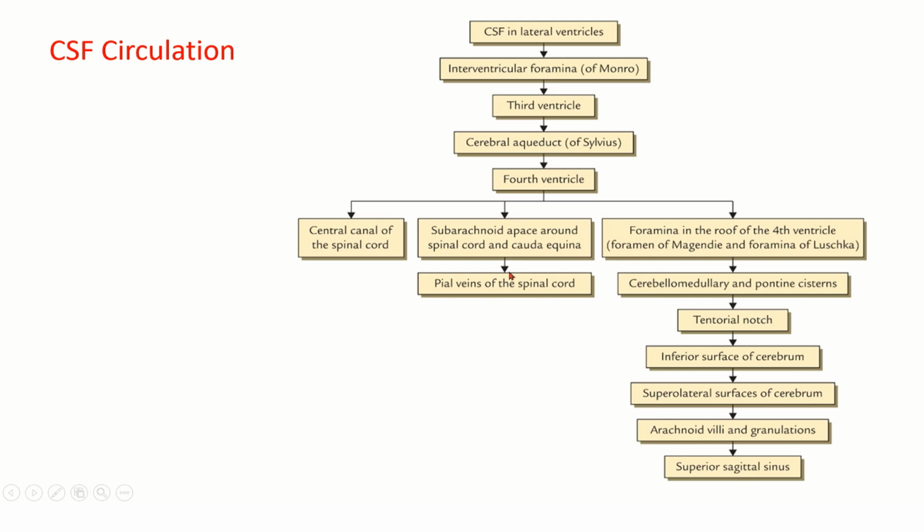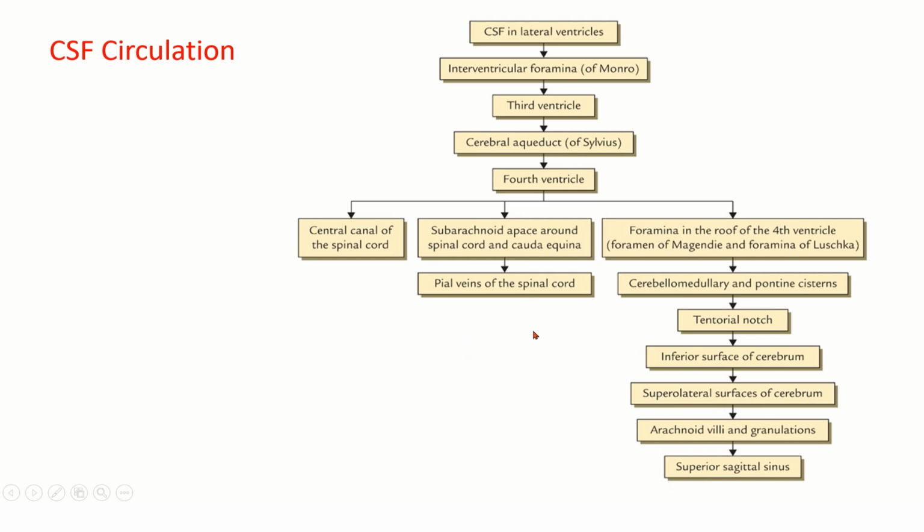So pial veins of the spinal cord will help in absorption. So foramina in the roof of the fourth ventricle, foramen of Magendie and foramina of Luschka. Cerebellomedullary and pontine cisterns. This is the cisterna magna, and this is the pontine cistern. Then through the tentorial notch, inferior surface of cerebrum, superior lateral surface of cerebrum, then arachnoid villi and granulations, and superior sagittal sinus. So this is the pathway for CSF circulation.